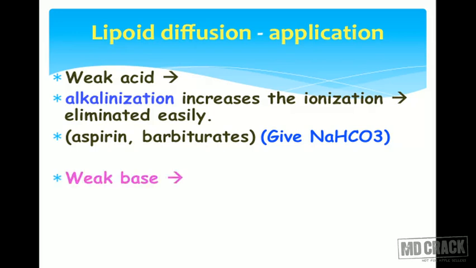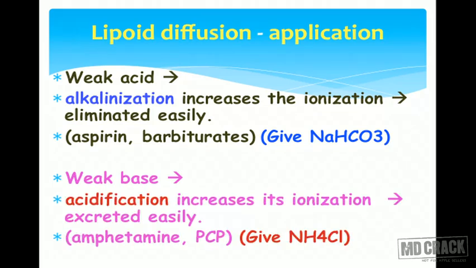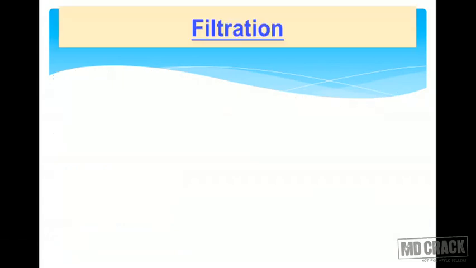The reverse is for weak bases, and we have examples such as amphetamine or PCP. These substances are weak bases. If you want to excrete them, you need to acidify the plasma or acidify the urine, and for this the substance commonly used is ammonium chloride, or NH4Cl. So this is the direct application of the Henderson-Hasselbalch equation.